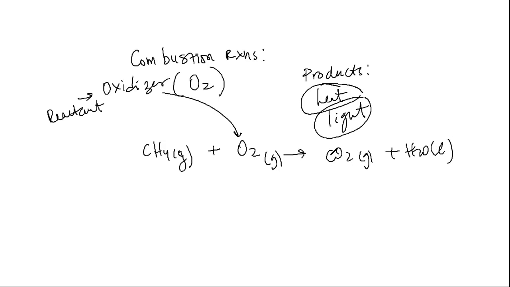The only problem here is that this is not a balanced chemical reaction. So let's make it 4, and now you've got a 2 in here. All right, what's another example of a combustion reaction?